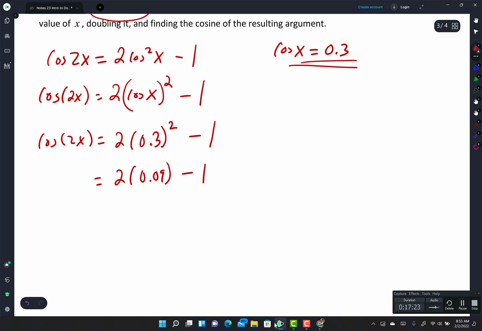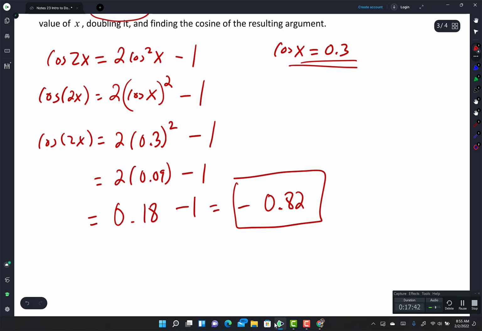This is going to be awesome. You're going to see right now. If I double 0.09, what am I going to have? 0.18. And then I think we can do this without a calculator. What is 0.18 minus 1? Negative 0.82. We can do that without a calculator, right?